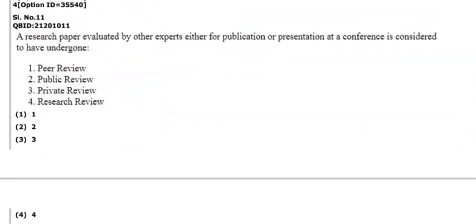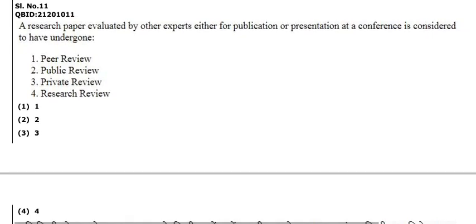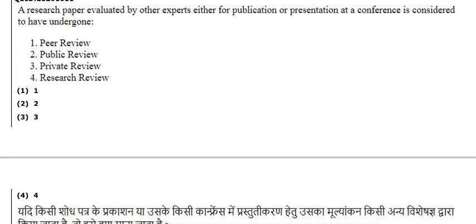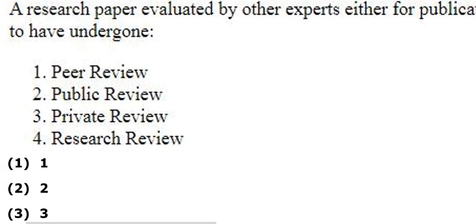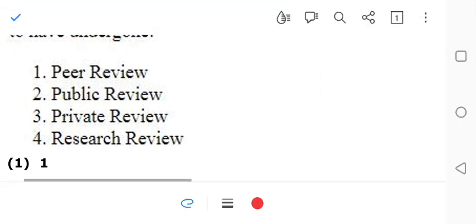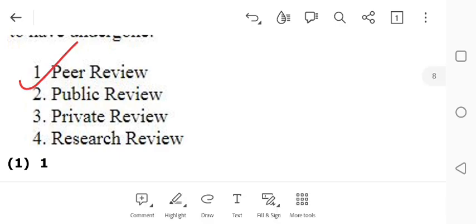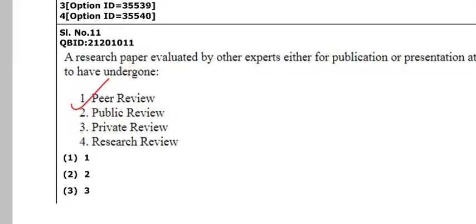Next is, a research paper evaluated by other experts either for publication or presentation at a conference is considered to have undergone what? Peer review, public review, private review, research review. Okay, it will be peer review. You must have heard. If you haven't, then immediately you should try to search about it.